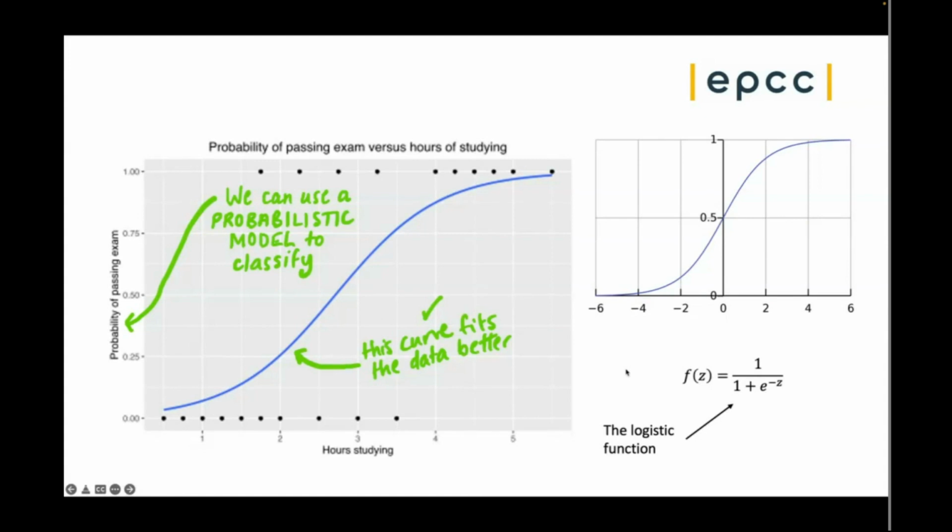The shape of this function is called the logistic function, and it has the form 1 over 1 plus e to the minus z. It's often written with a z. I can maybe explain why later on, but if this is the normal x-axis, you can think of this as e to the minus x here. So that's the shape of the logistic function.